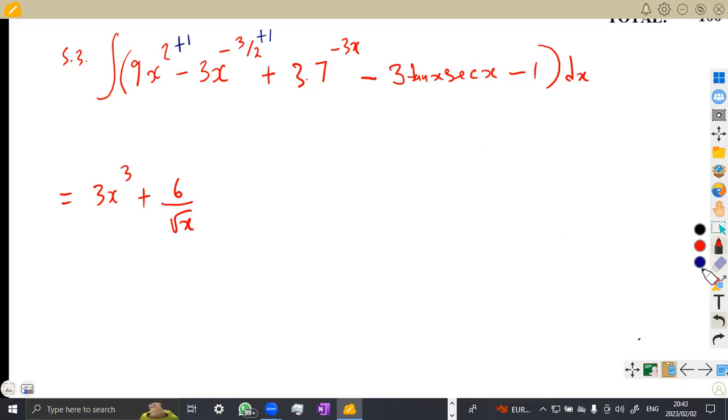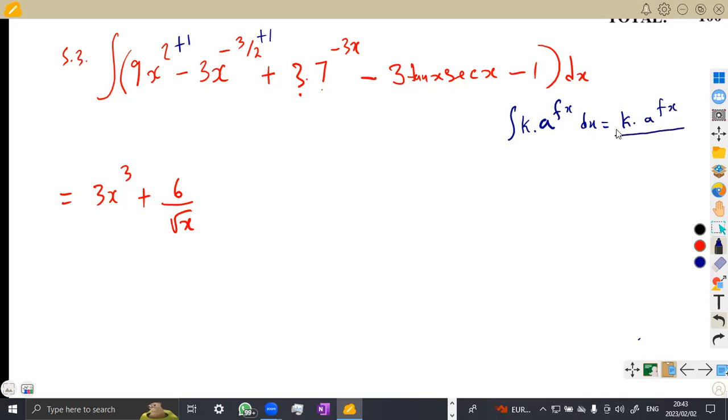We move on to the other part here, which is 3 by 7 to the exponent of negative 3x. What I need you to know is that if you are given the integral of k, let's just write it in a way that we can remember anytime we work with these integrals. Let's say I've got k a to the exponent of f of x, with respect to x. The integral of such a function is going to remain as k a to the exponent of f of x.